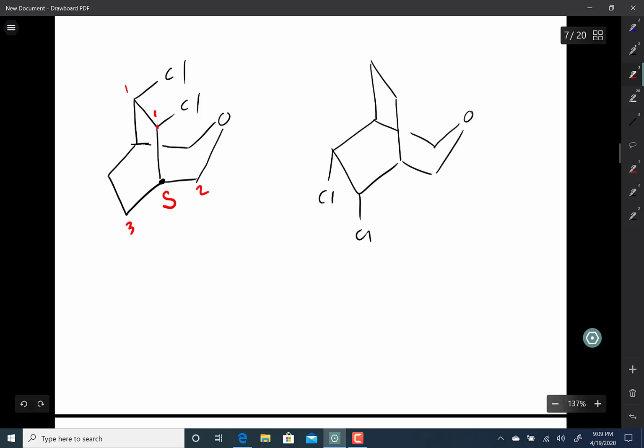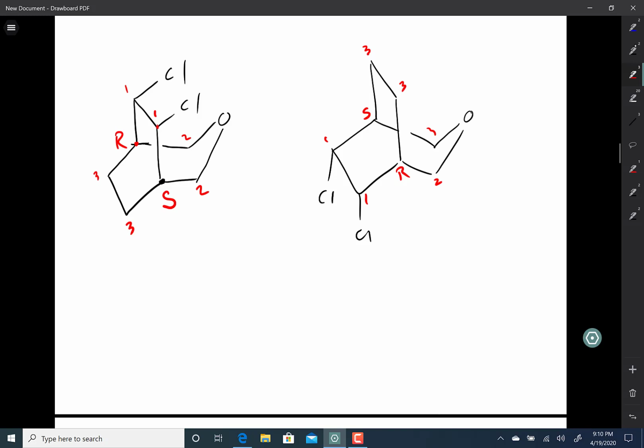Then you can do the same thing for the back one, except this one, you treat the hydrogen attached to that as a dash. So your thumb should be going into the screen. So that's an R. You do the same thing over here. 1, 2, 3. R chiral center. 1, 2, 3. That's an S chiral center. Okay.